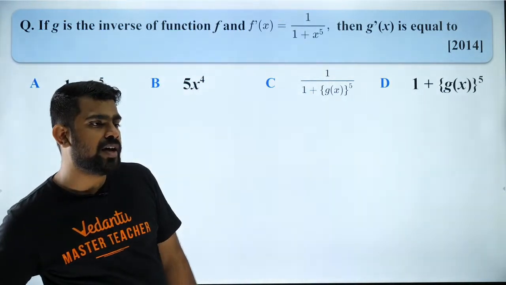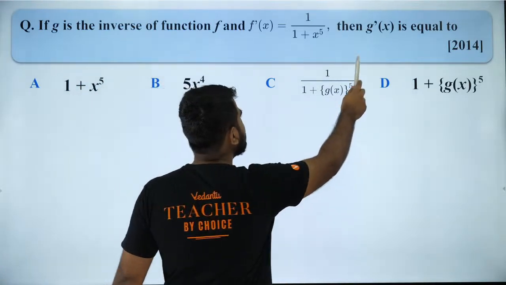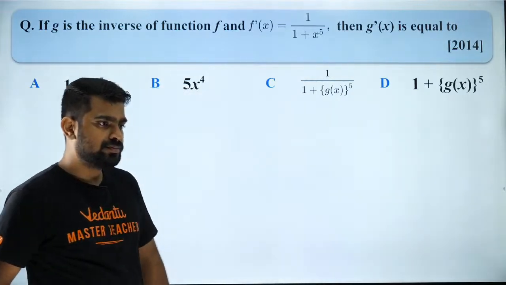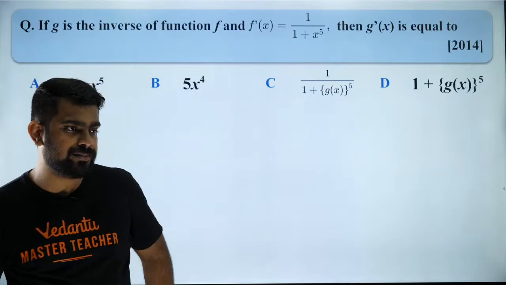Is that inverse or differentiate? Derivative. G dash of x means derivative of g. Okay.